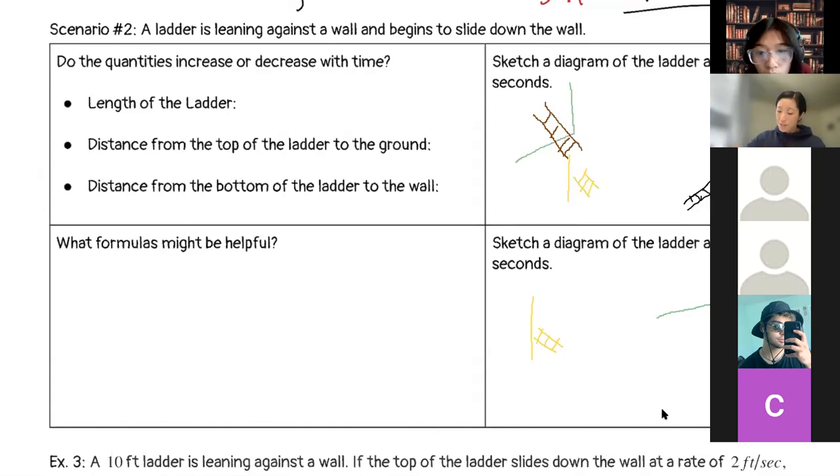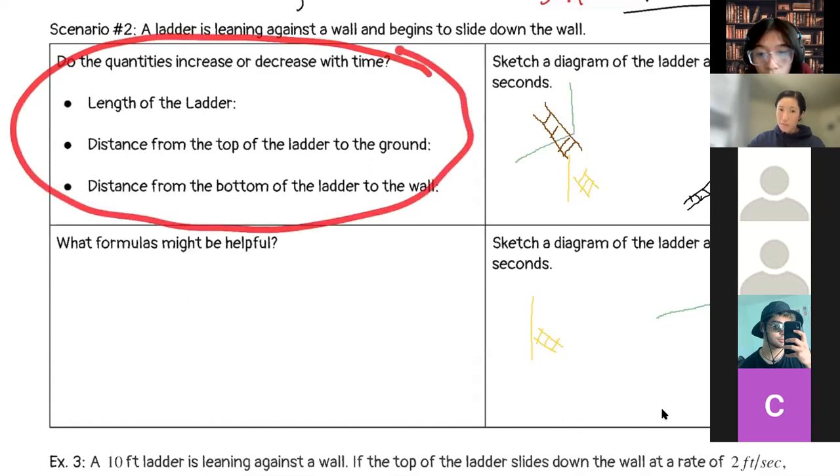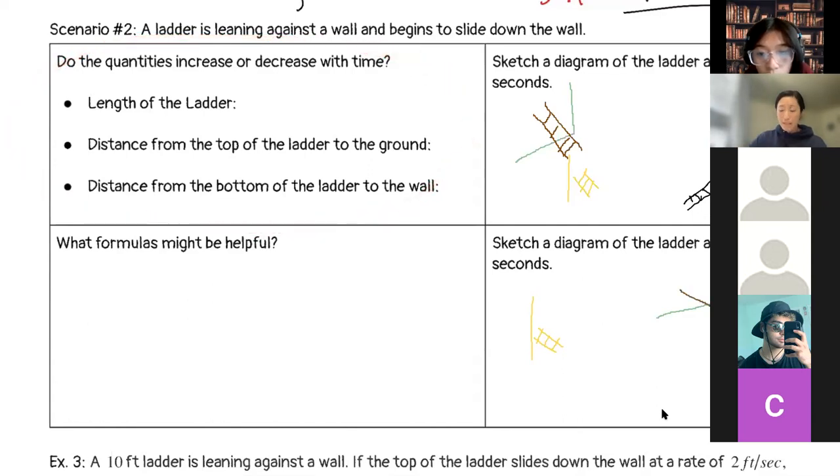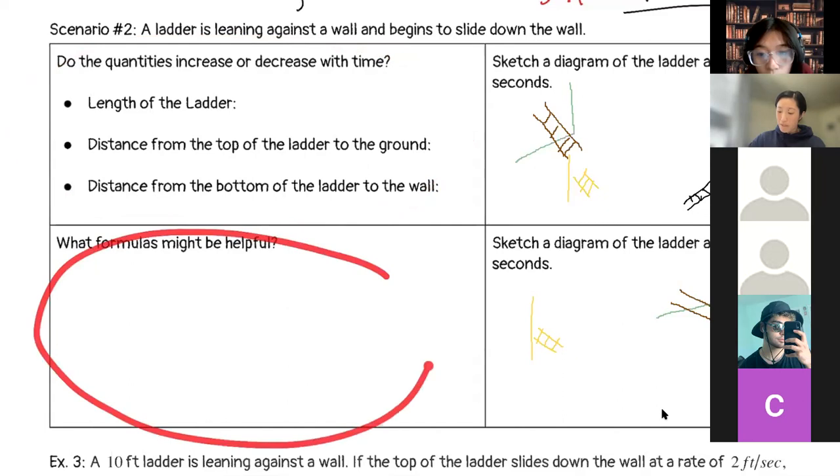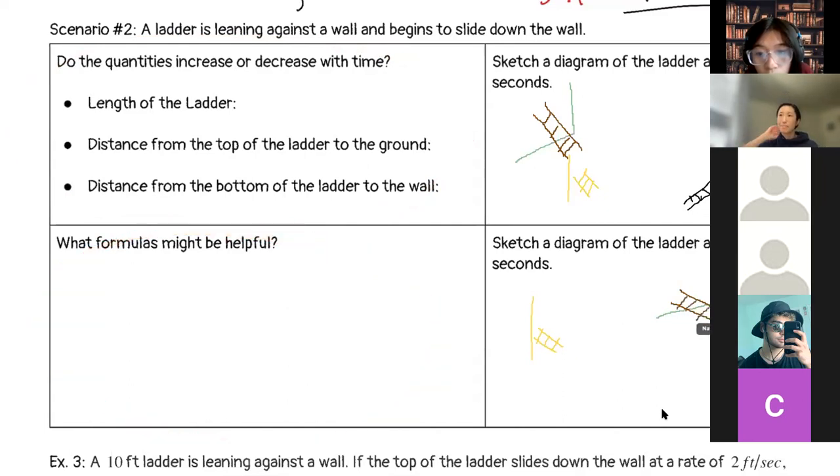But in addition to the diagrams, let's see if we can answer these questions, or based on the diagram, what formulas are kind of coming to mind. Okay. So I'll give you folks a few moments to jot that down. Look at these fancy pictures, way better than mine.